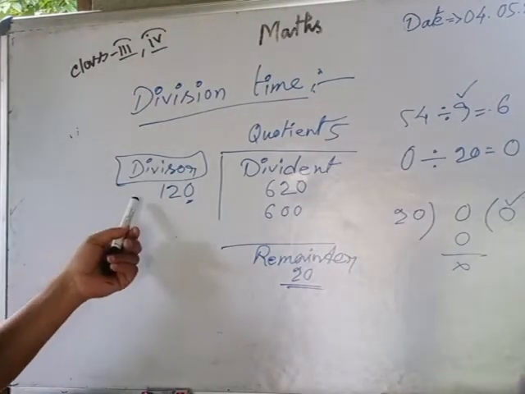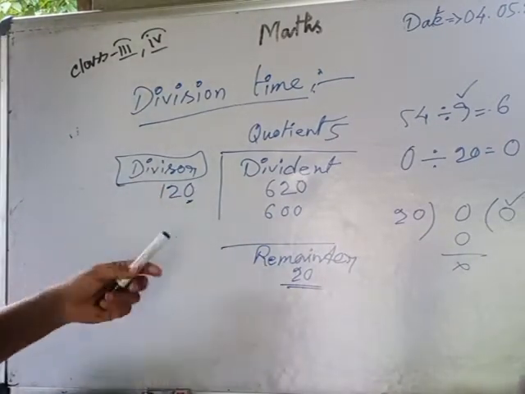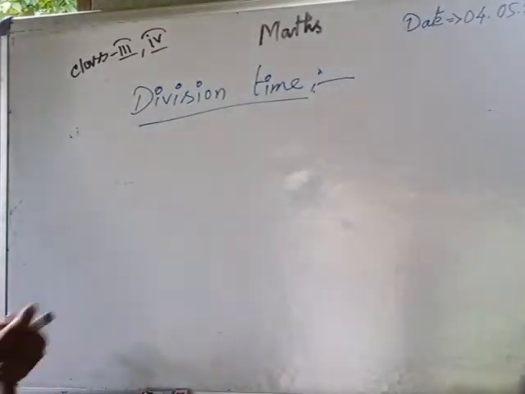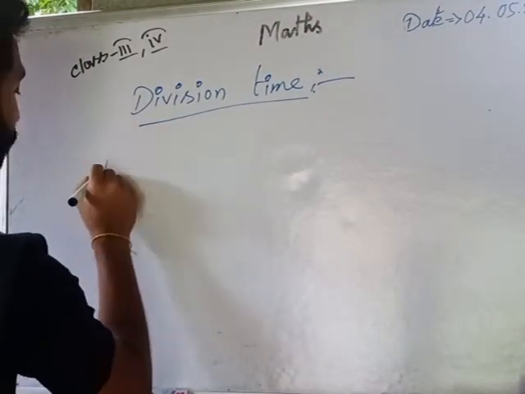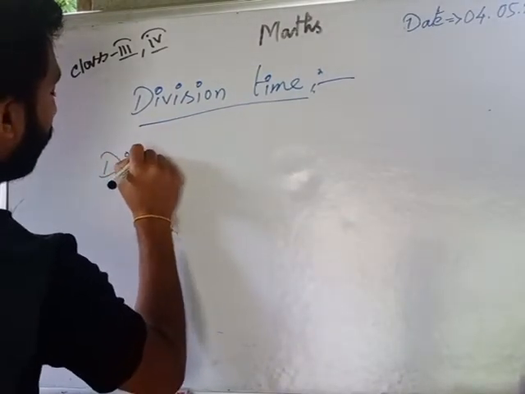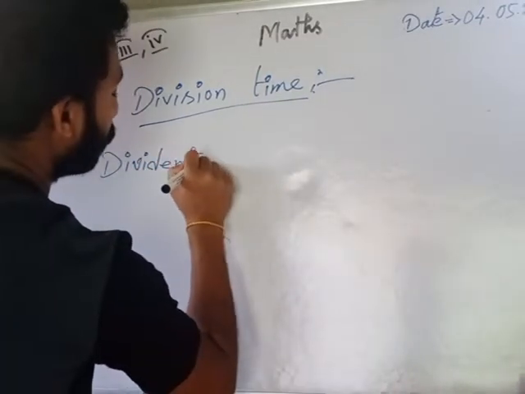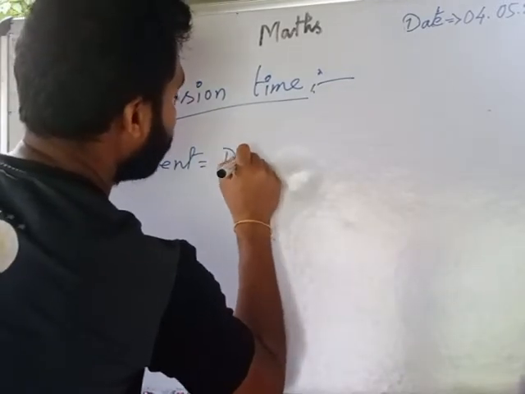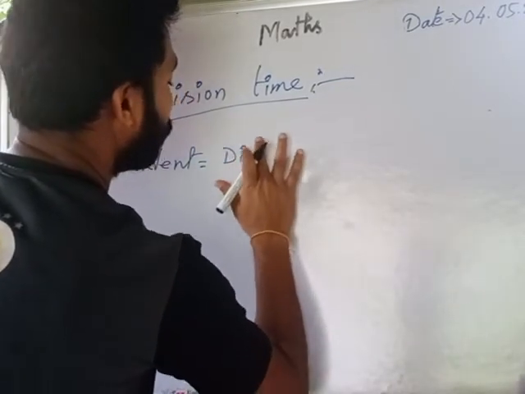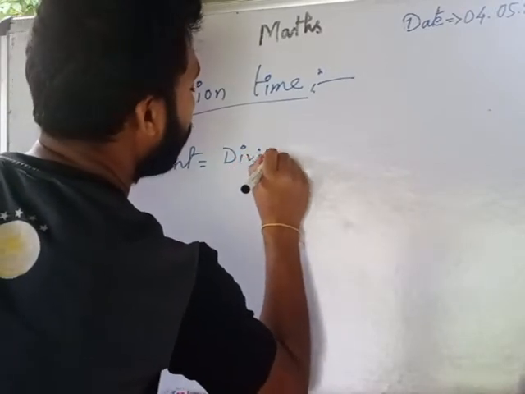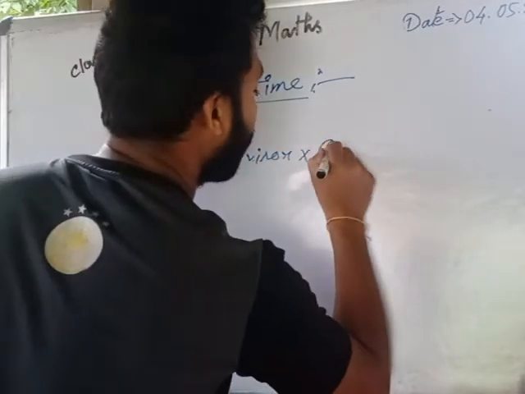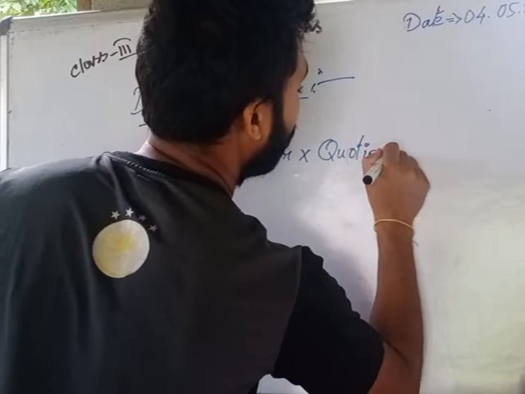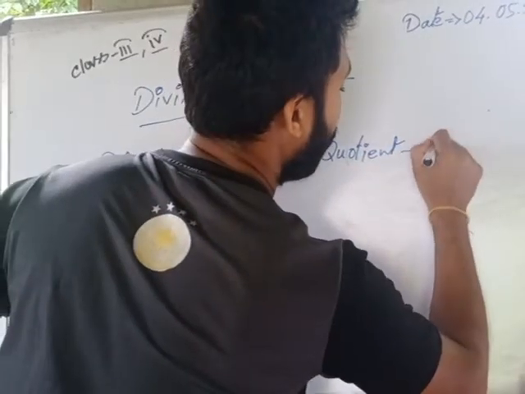One relation is there with remainder, divisor, dividend, quotient. Dividend is equal to divisor multiplied with quotient plus remainder.